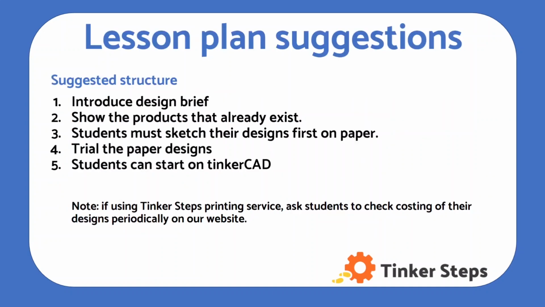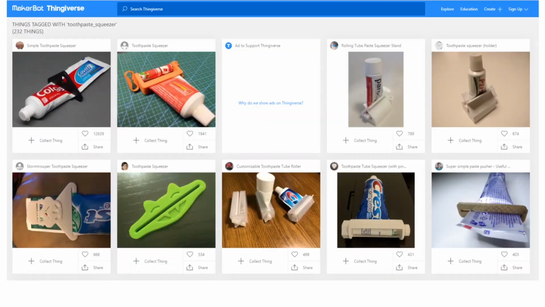These are lesson plan suggestions and how you can operate this. What I would suggest is to introduce the design brief and show products that already exist. To do that, you can simply go to thingiverse.com and type in toothpaste squeezer. Now, I wouldn't suggest the students go onto this website because they can easily just download the STL files and call it a day. But I would suggest that you borrow some of these pictures.